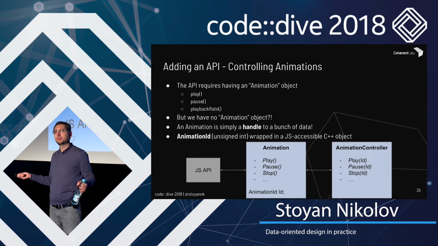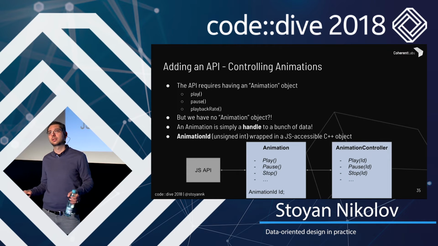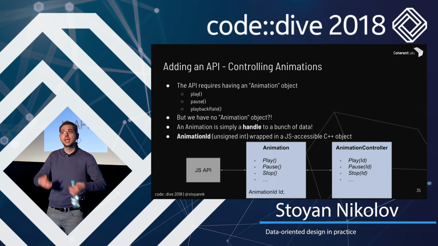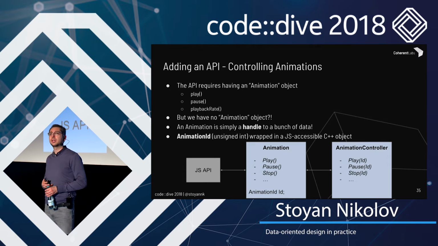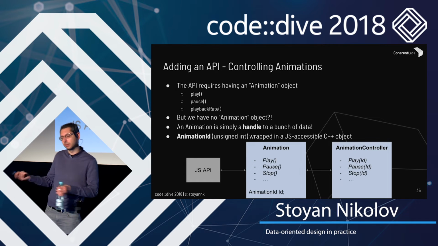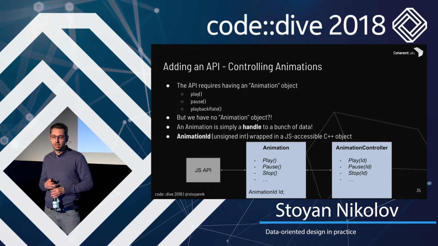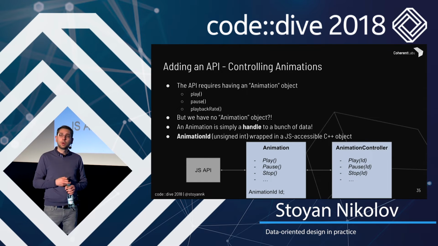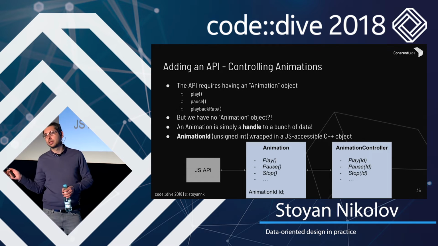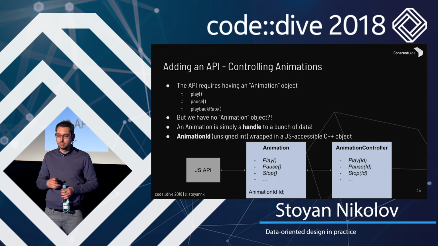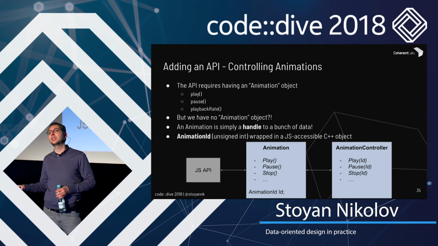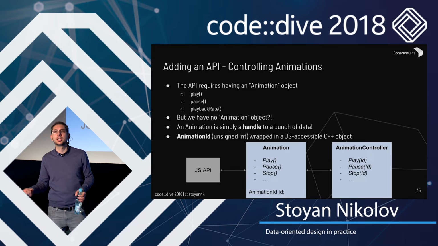And object-oriented programming interfaces are great for that. So we create now a simple class, or a struct, called animation, with the methods that we want to have. It's play, pause, stop, and so on. But it delegates all the actual modification of the data to the animation controller.